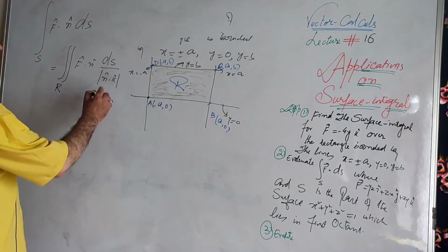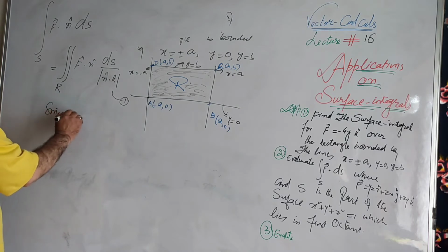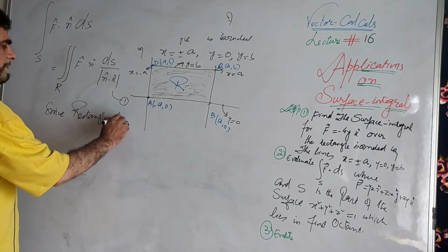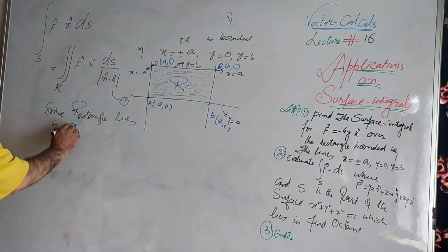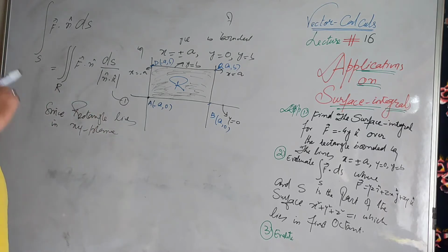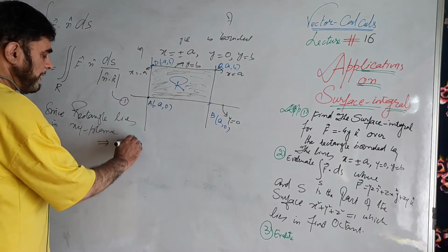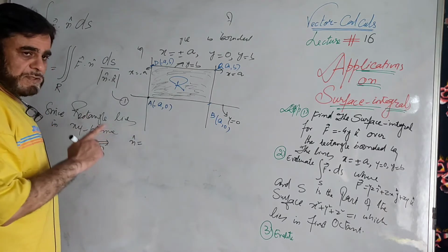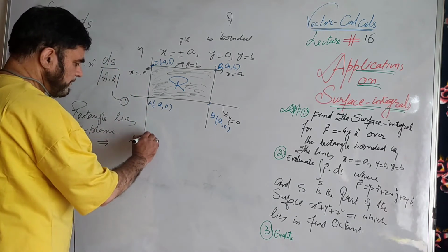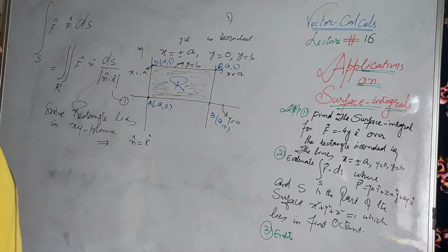Name it first. Since the rectangle lies in the xy plane, what does this mean? This means your unit normal vector outward to the surface is directly k. We have explained this also in your lecture 15.